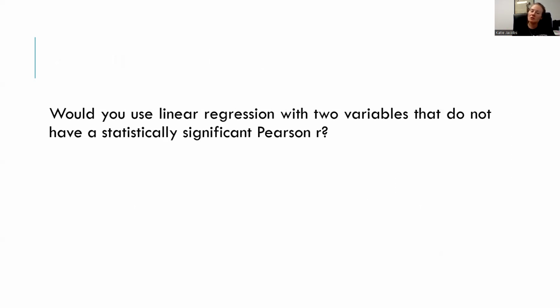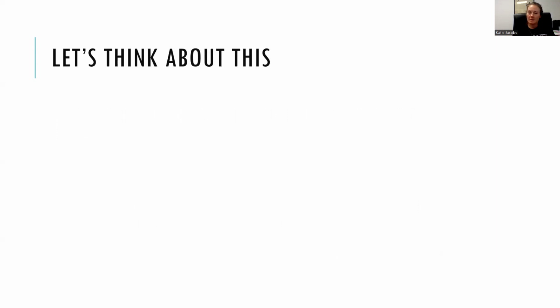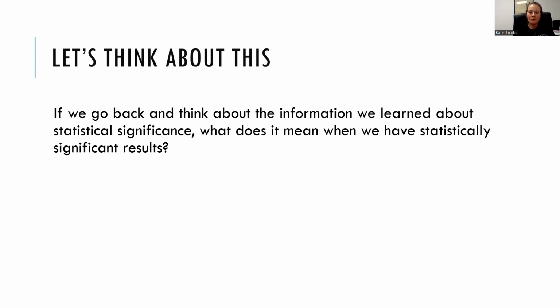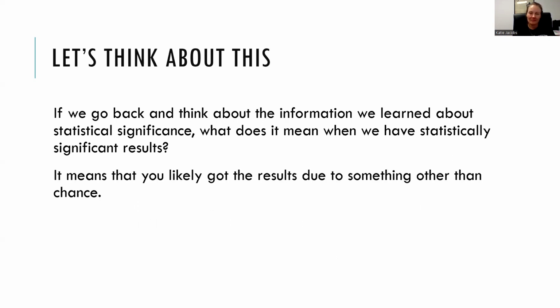So would you want to use linear regression with two variables that don't have a statistically significant Pearson's R? Let's think about this a little bit. If we go back and think about the information we learned about statistical significance, what does it mean when we have statistically significant results? Answer out loud before moving on. This is how we study. It means that you likely got the results due to something other than chance.